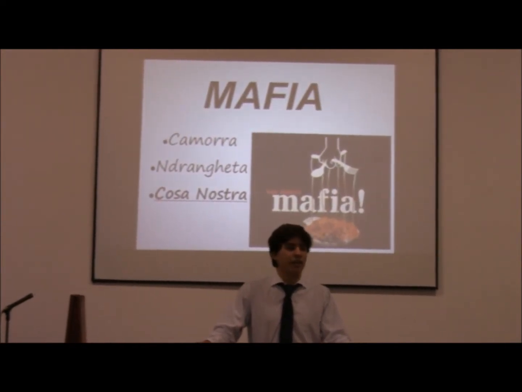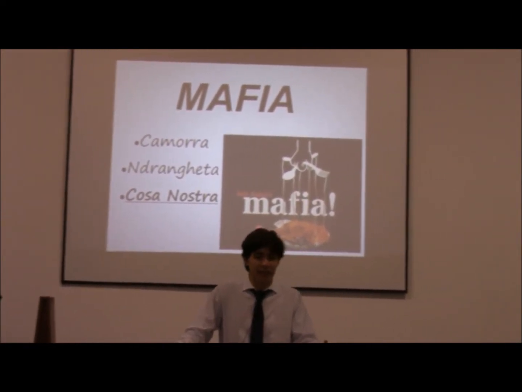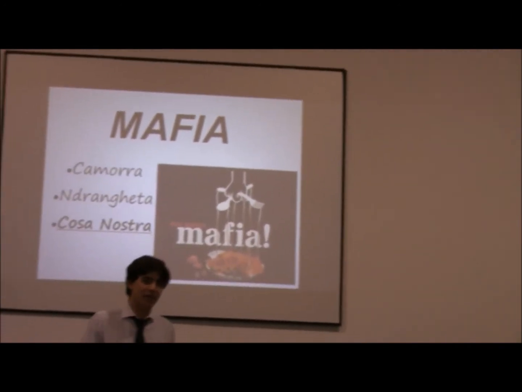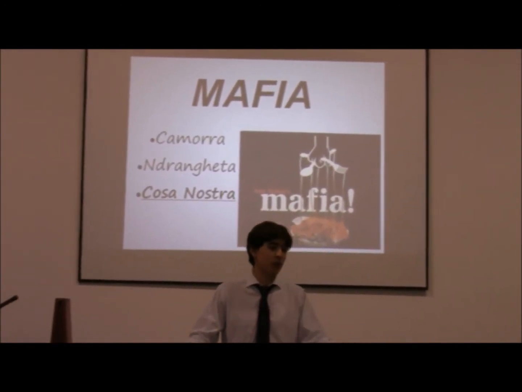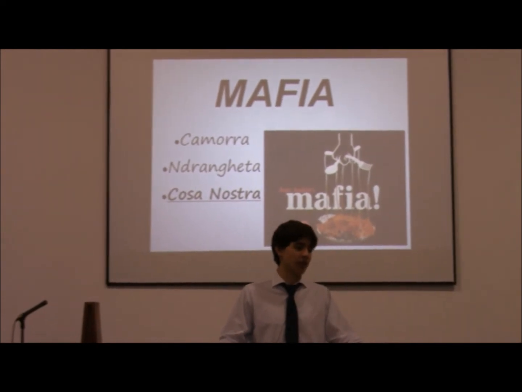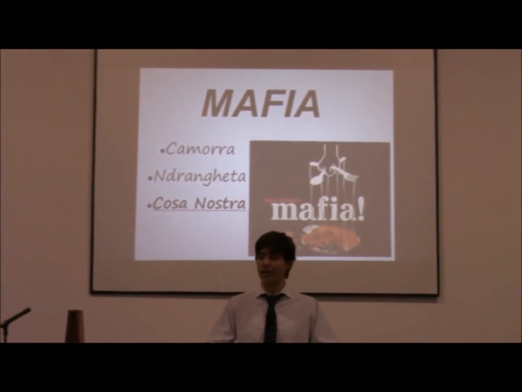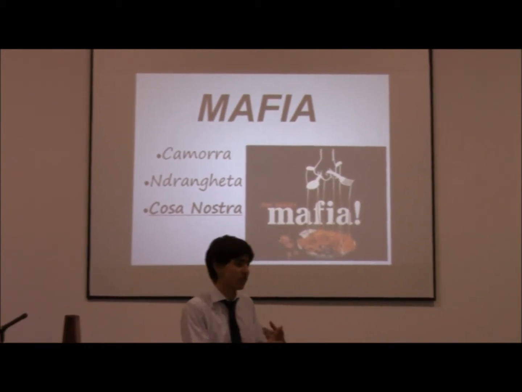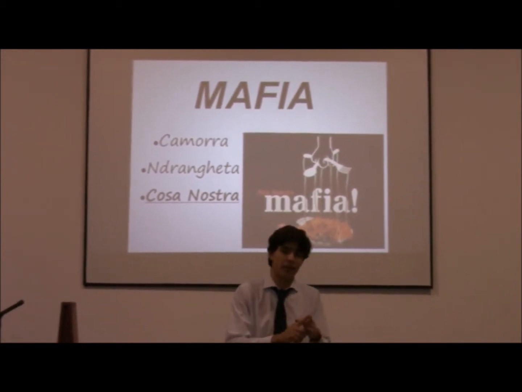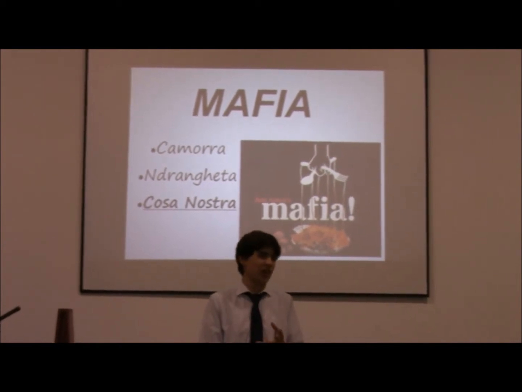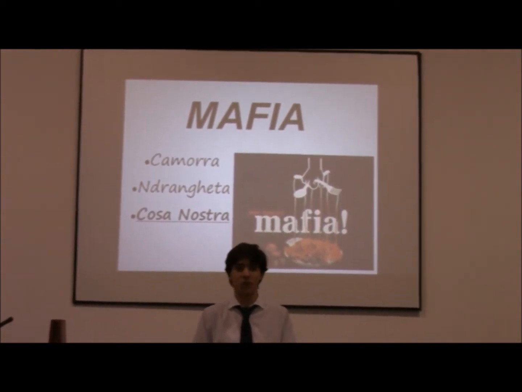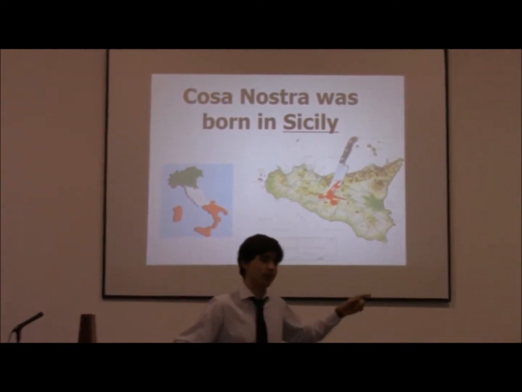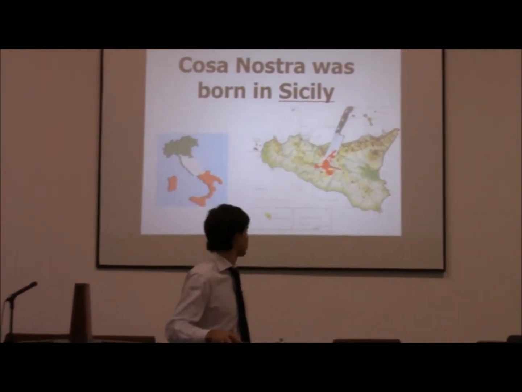So has everyone ever heard about mafia? Pretty much. So this is mafia. It's not the real name that we call it in Italy. Mafia is a criminal organization, so that's how you recognize the name. But the three you see, Camorra, 'Ndrangheta, and Cosa Nostra, are the three main organizations. Cosa Nostra is the most famous and most powerful one, and it's located in Sicily, which is the island on the bottom.